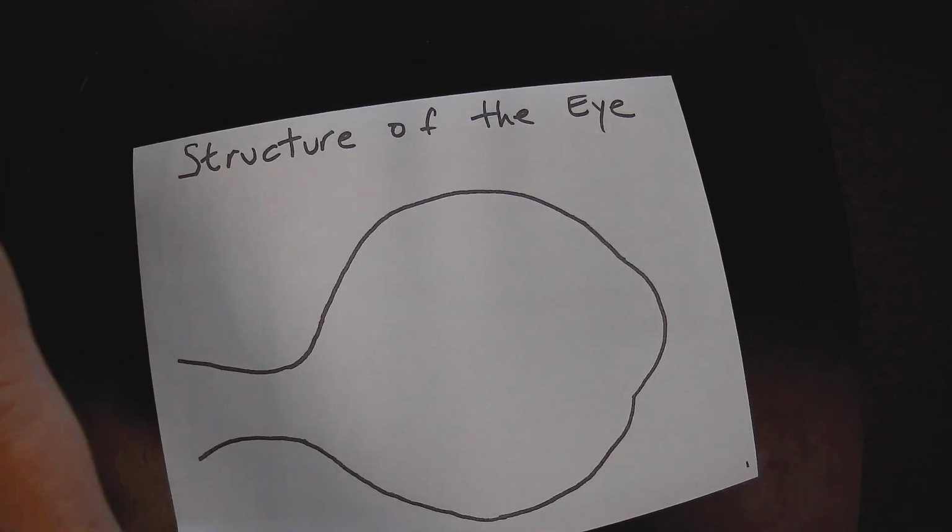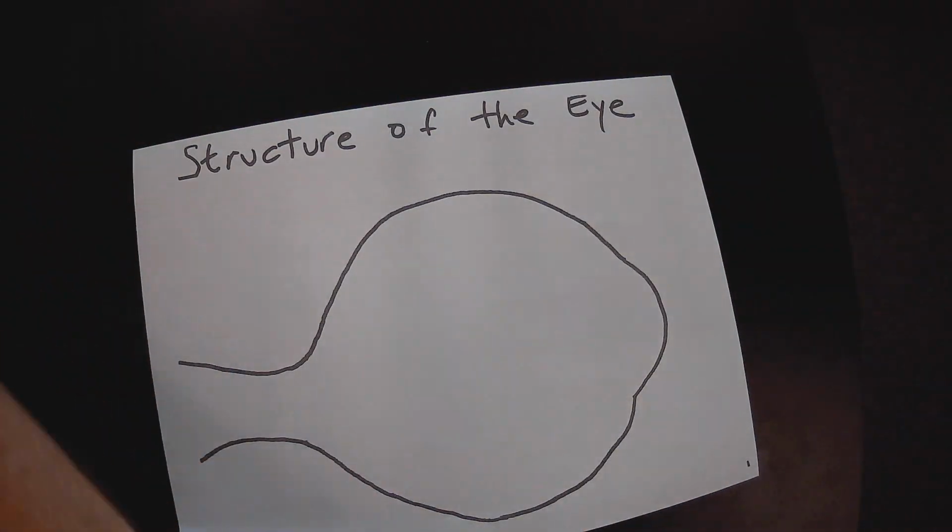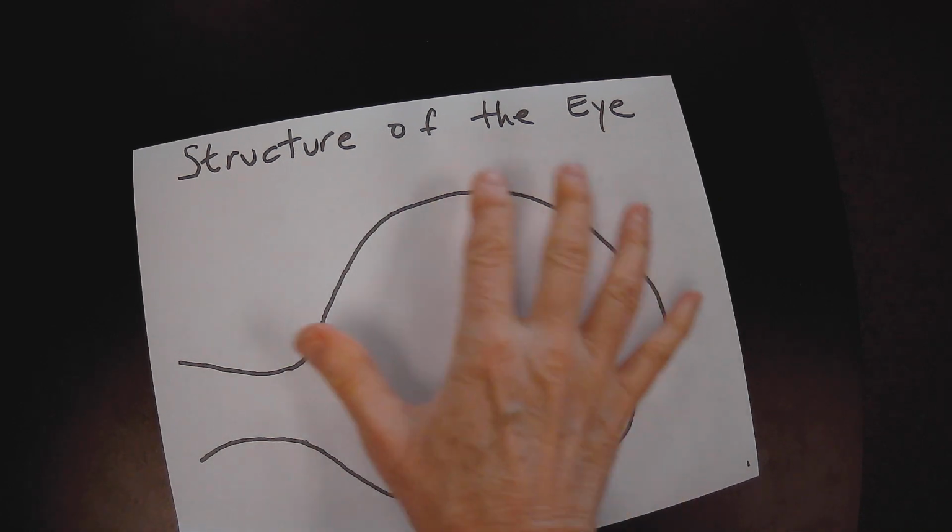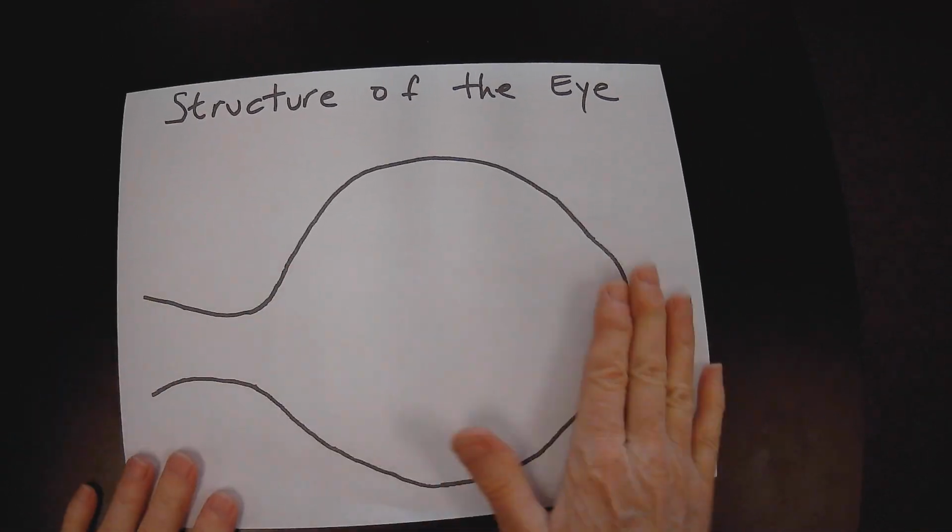We'll get started. Okay, let's start with the structure of the eye overall. Hopefully this will come through. Okay, what you see here is just a sagittal section through an eyeball. This is the back, this is the front of the eye over here.